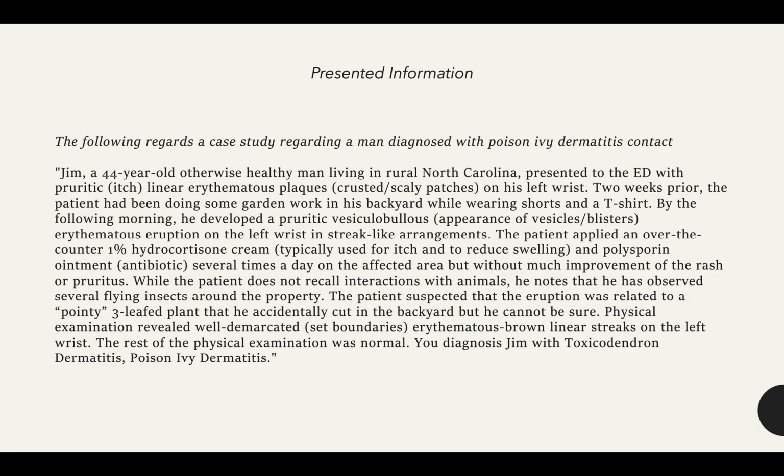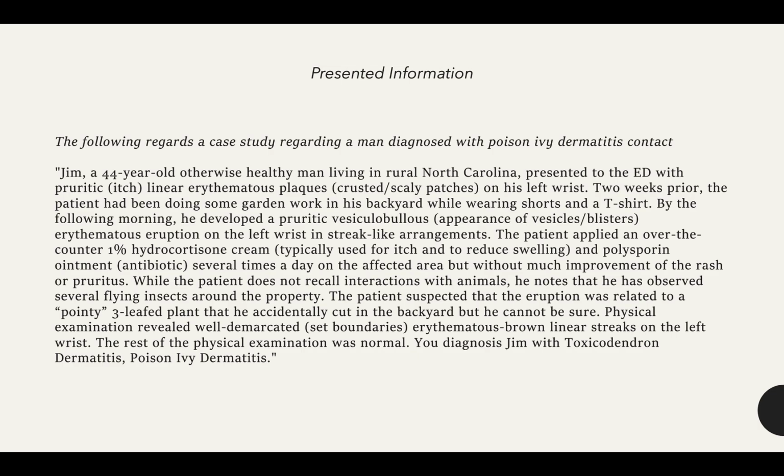By the next morning, vesicles and blisters had appeared on his wrist, with a streak-like appearance and streak-like arrangements. He's been using 1% hydrocortisone cream for the itch and to reduce the swelling, and Polysporin antibiotic ointment several times a day on the affected area, but without much improvement in the rash or the itch.